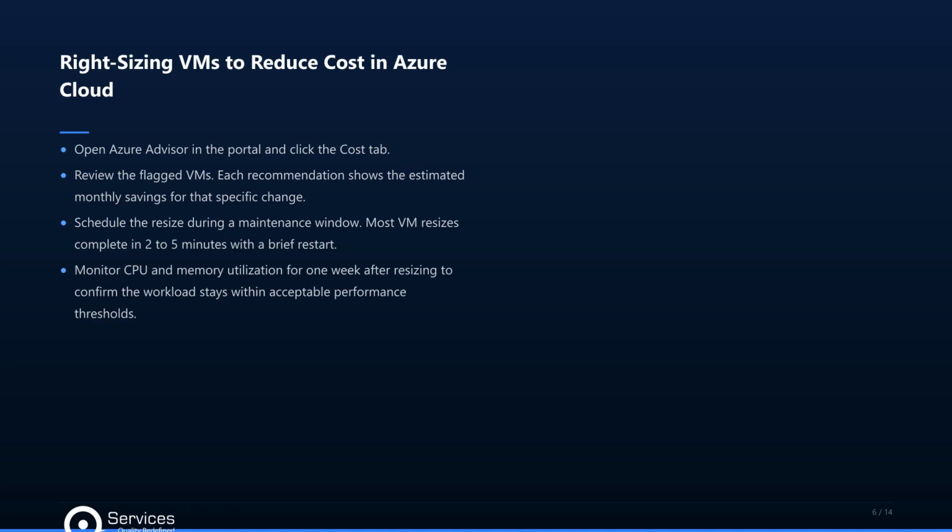Steps to start right-sizing today. Open Azure Advisor in the portal and click the Cost tab. Review the flagged VMs. Each recommendation shows the estimated monthly savings for that specific change. Schedule the resize during a maintenance window. Most VM resizes complete in 2 to 5 minutes with a brief restart. Monitor CPU and memory utilization for 1 week after resizing to confirm the workload stays within acceptable performance thresholds.